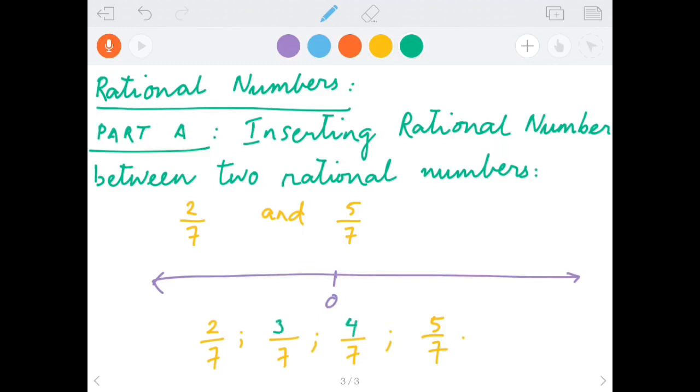I know 3 is between them, 4 is between them. So 3 by 7 and 4 by 7 automatically become two rational numbers between 2 by 7 and 5 by 7.